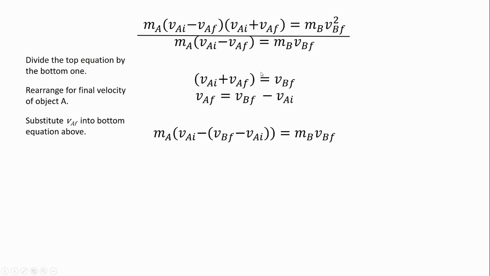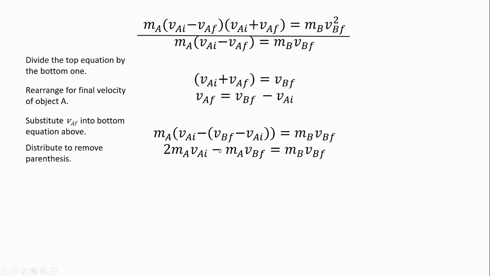Now, you have to sort of picture this. We still have MA, we still have VA initial, and I'm substituting in VB final minus VA initial for this VA final, which gets rid of it. So I'm substituting that whole bracket in. And then we have our MB, or the final momentum of object B, still there. So distribute so that we can get rid of all these parentheses.